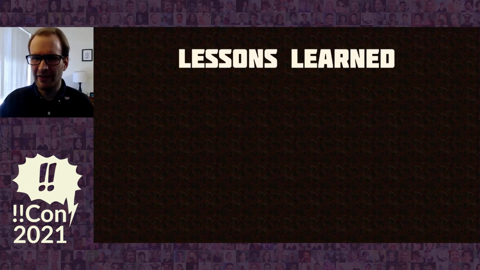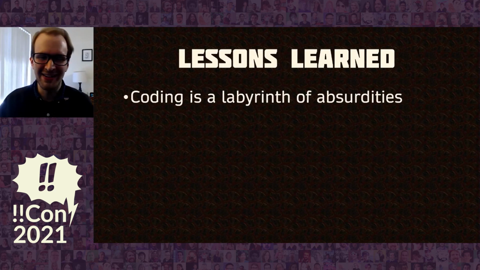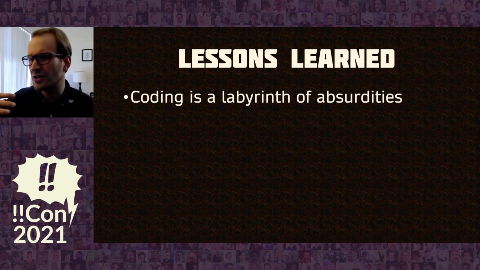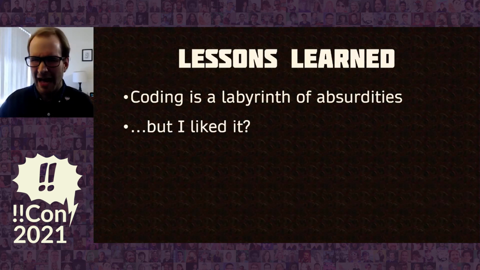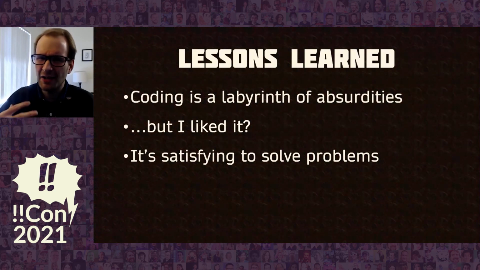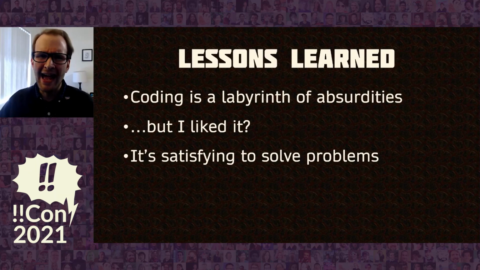So the lessons I learned from this, the most important lesson was coding is a labyrinth of absurdities. I get the sense that a lot of coding is like this, that there's just these towers of dependencies and things you have to worry about affecting different levels and having to understand how the engine interprets what you've written. I get the sense that this is a lot of what coding is. But the thing is, I liked it. I really enjoyed this. I like the problem solving aspects of it. I like the fact that you get this seemingly simple task, and to actually make it work, you have to start to understand how the engine works.